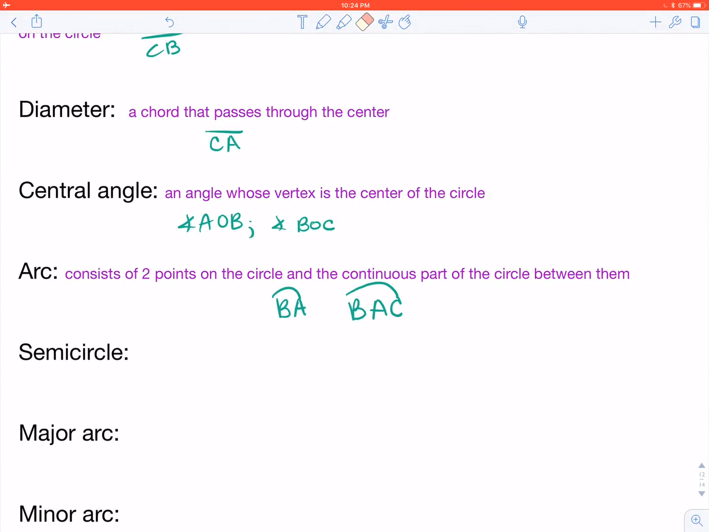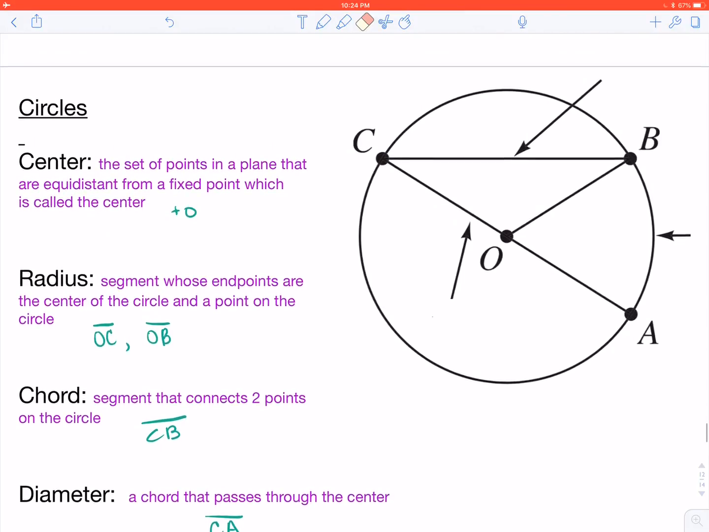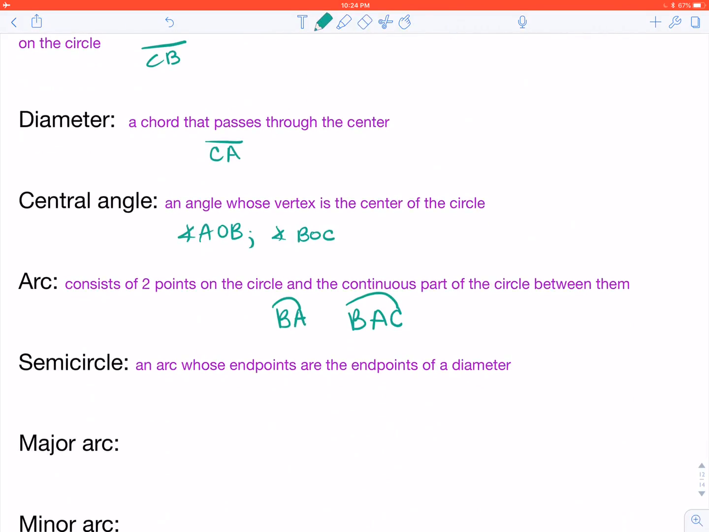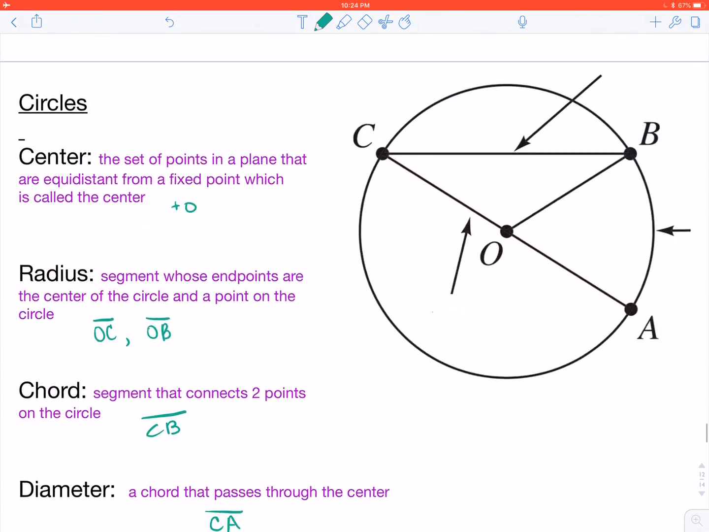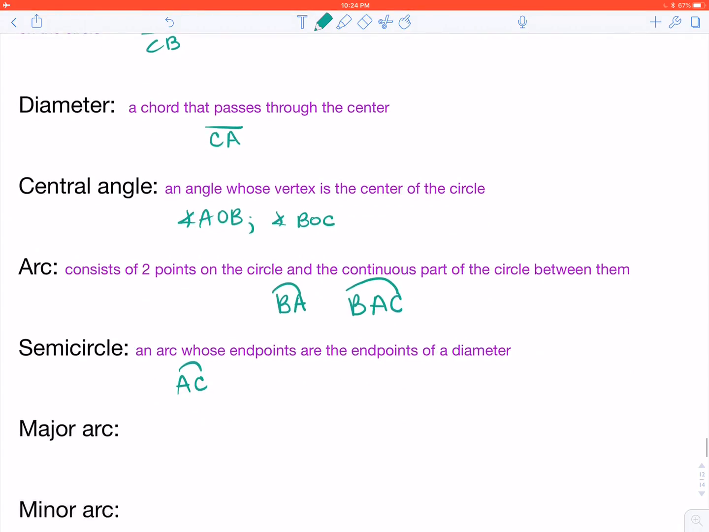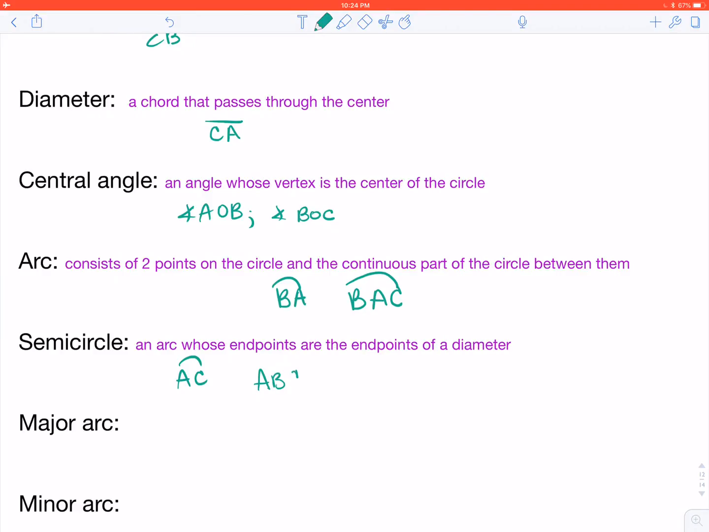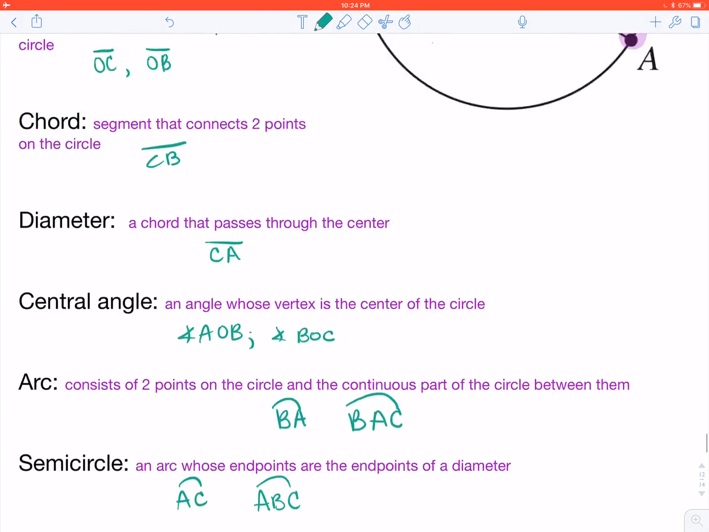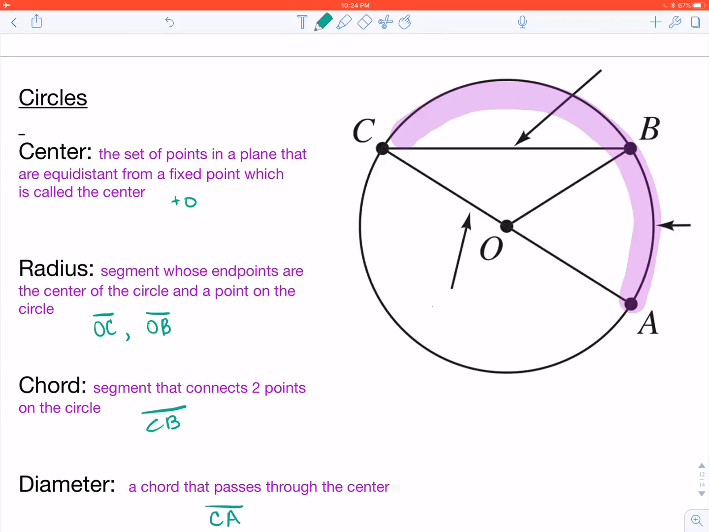A semicircle, this is going to be an arc whose endpoints are the endpoints of a diameter. So I have 2 here that I could name. Both of them honestly could be named arc AC. But if I specifically wanted to deal with the upper arc here, this one on this side, then I could call that ABC. And I'm being more specific with which semicircle I actually want to choose there.